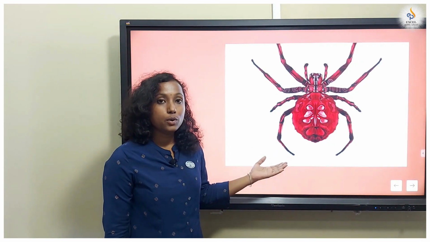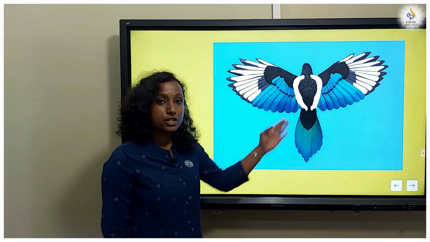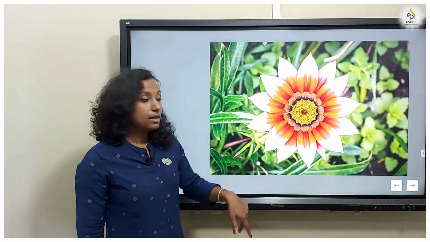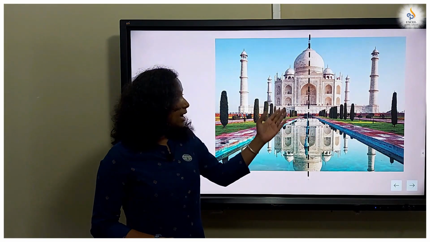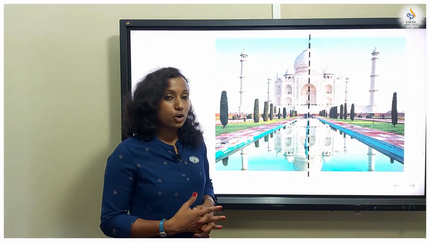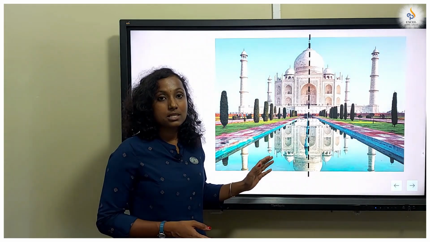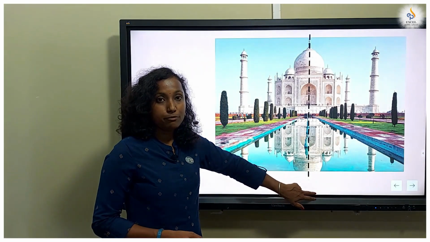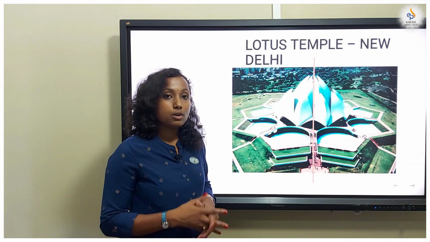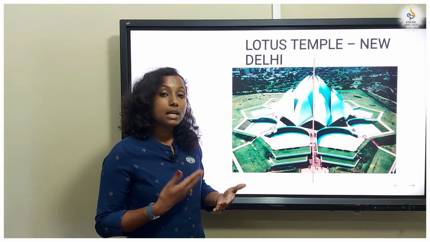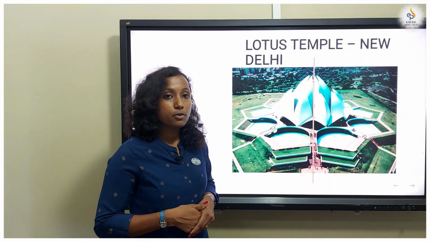There is a spider which is symmetrical. There is a bird which is symmetrical again. There is a flower which is symmetrical. And look at this monument. I'm sure you might be familiar with these monuments. These monuments are also an example of symmetry. There are many such monuments which are symmetrical. Can you find some of them?